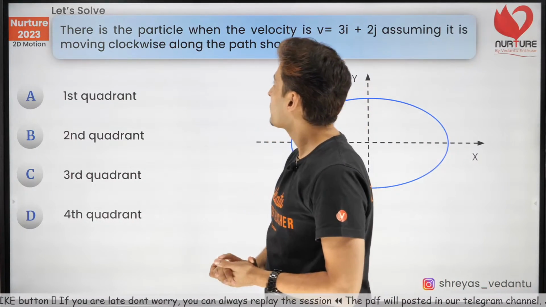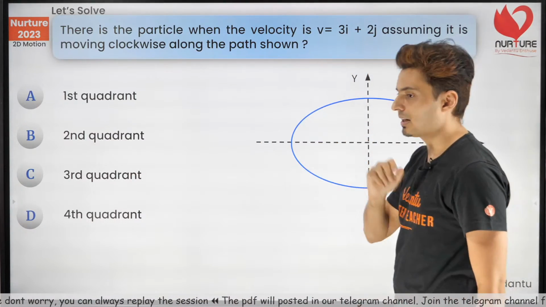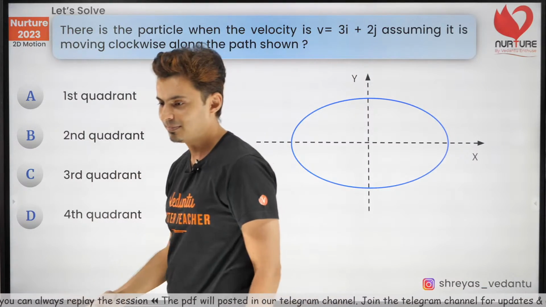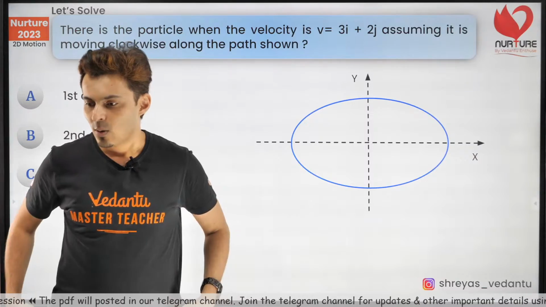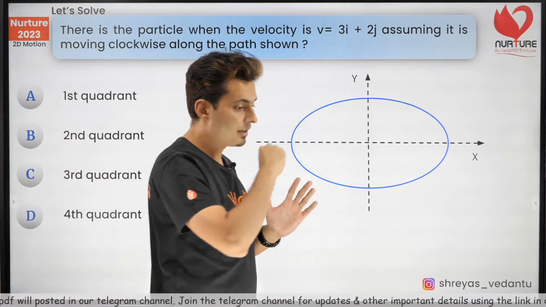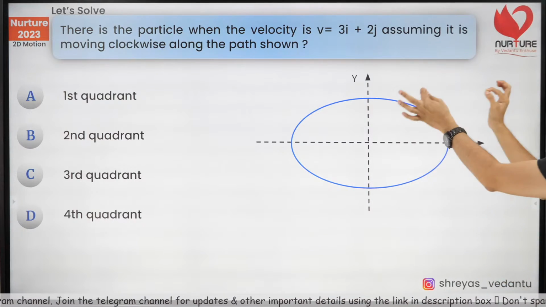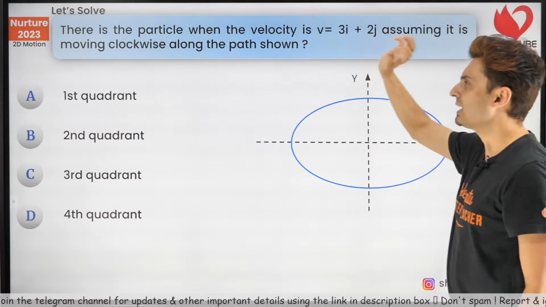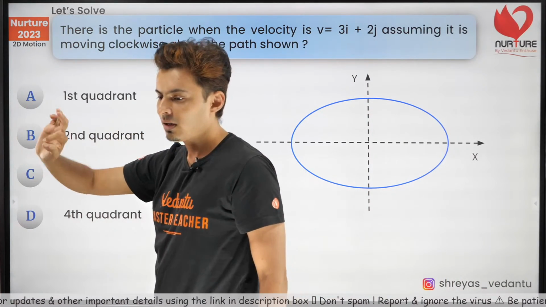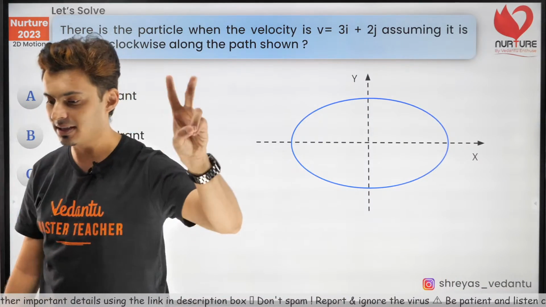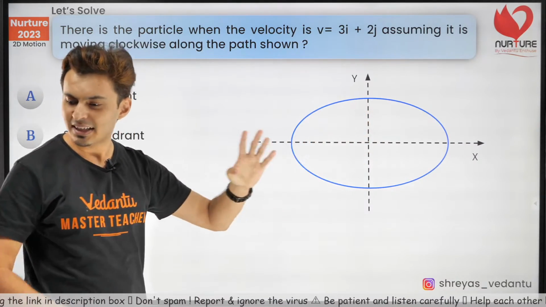So the question is, where do you think that particle should be? First quadrant, second quadrant, third quadrant, or fourth quadrant? Think about it. Come on, my warriors, figure this out. This particle is going in a clockwise direction, and at some instant the velocity is 3i cap plus 2j cap. Just think about the direction. Very easy. Only one option is correct. First quadrant, second quadrant, third quadrant, or fourth quadrant. Figure this out.